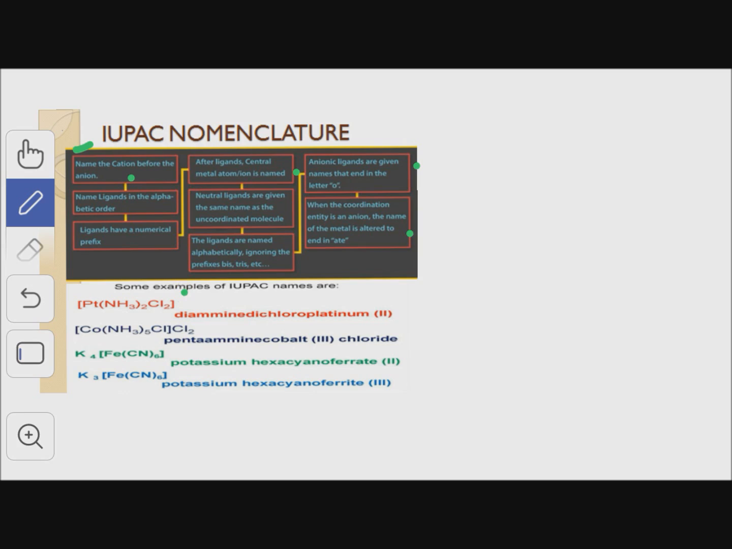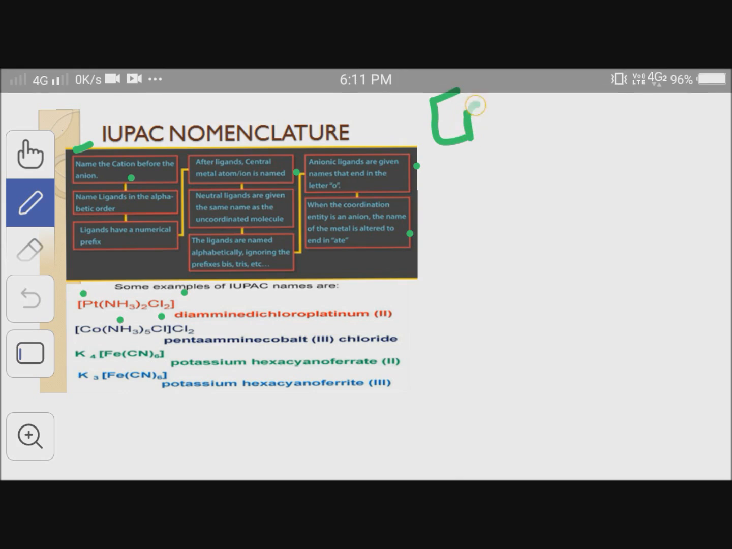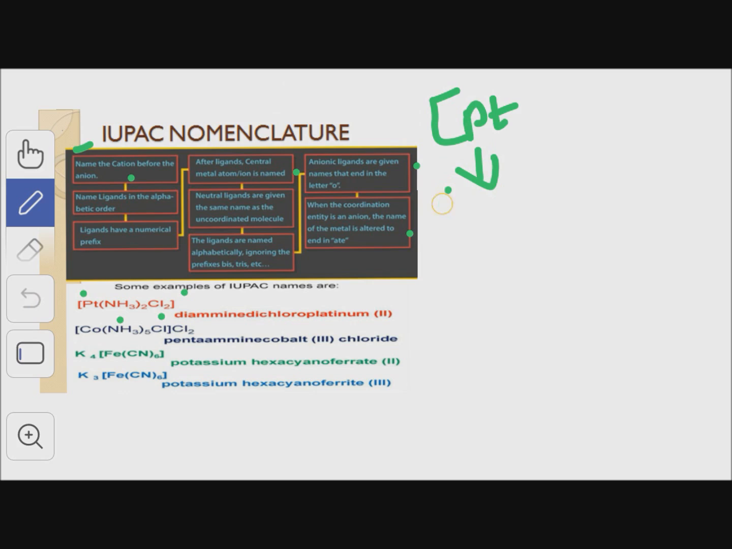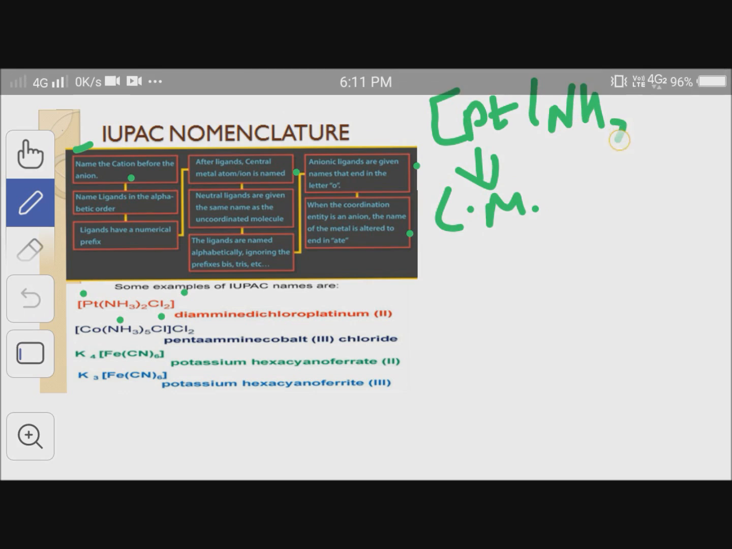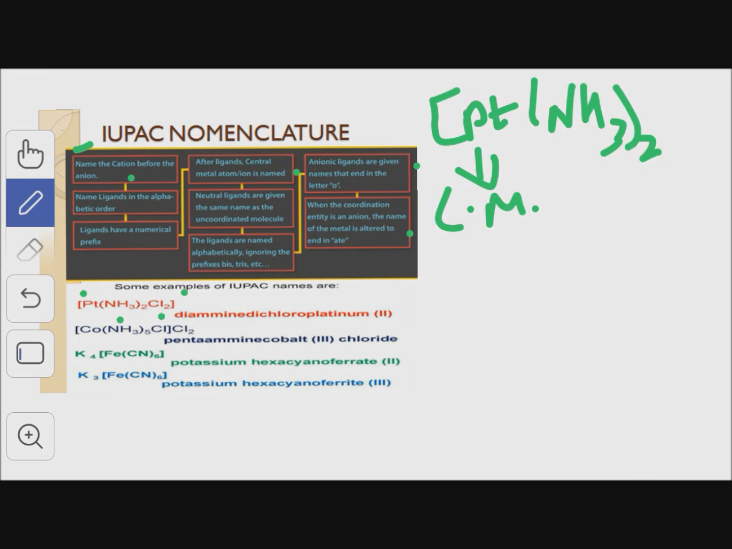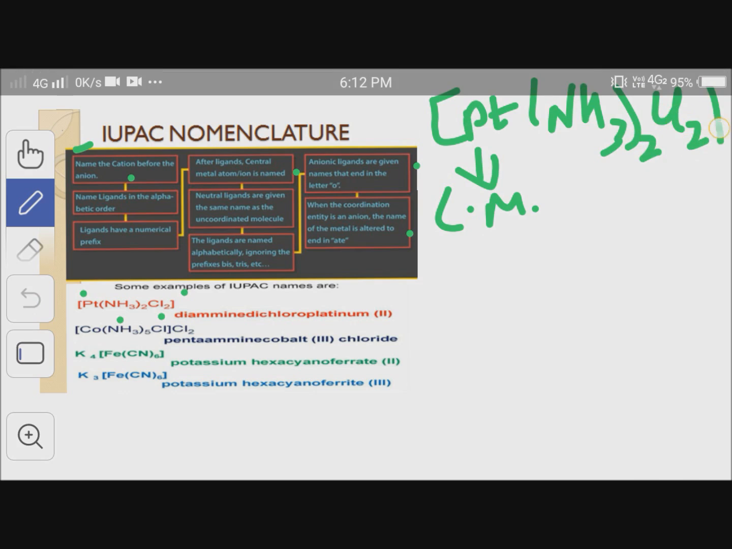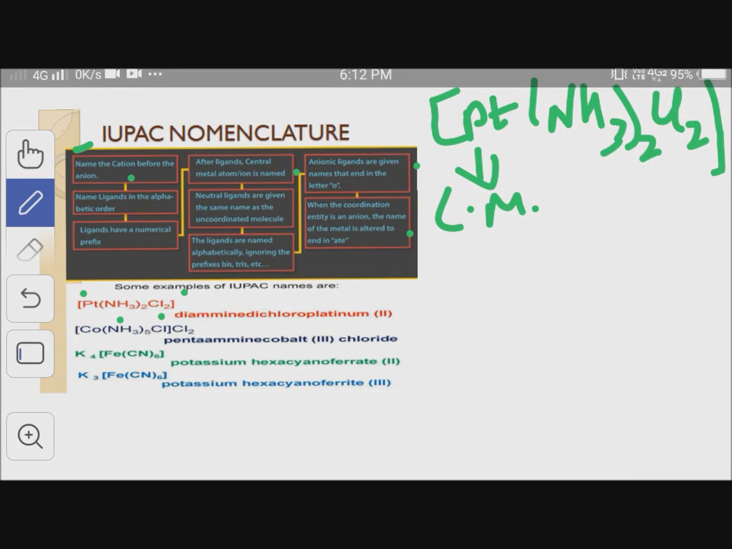First one is Pt(NH3)2Cl2. Here we have two types of ligands, NH3 and Cl. And Pt is the central metal atom. This is Pt, which is the central metal ion, and NH3 is one type of ligand and its number is 2, and Cl is another type of ligand, its number is also 2. And its name according to the IUPAC is di. Why di?